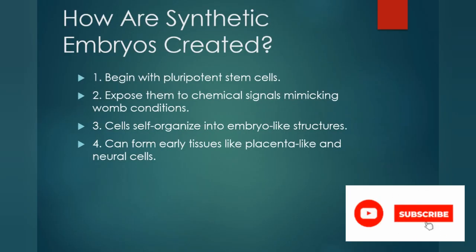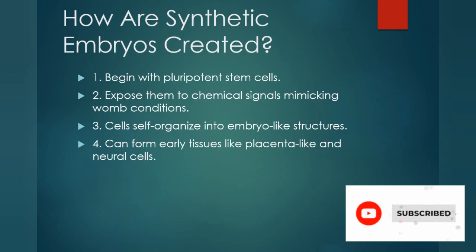Now how are they created? So see, it starts with the pluripotent stem cells, as I told you. Pluripotent stem cells की मदद से ही वो बनाए जाते हैं. So pluripotent stem cells animals के भी हो सकते हैं, humans के भी हो सकते हैं, but pluripotent stem cells is the main requirement, a prerequisite requirement.